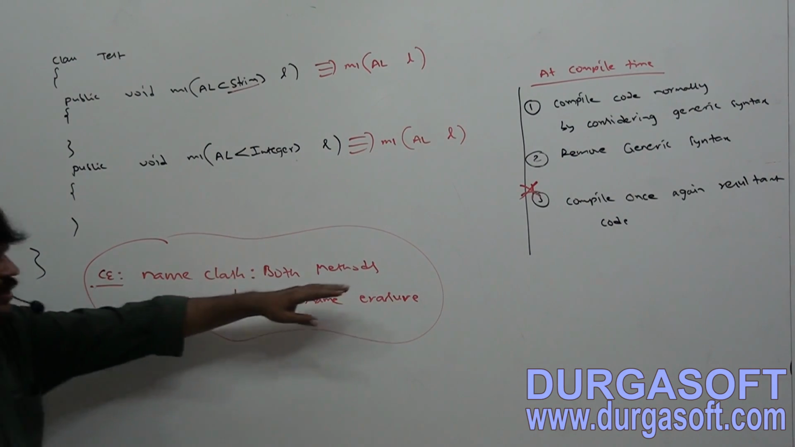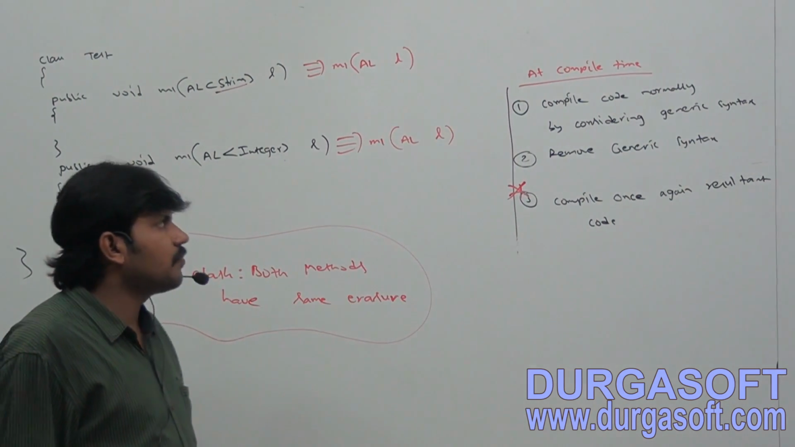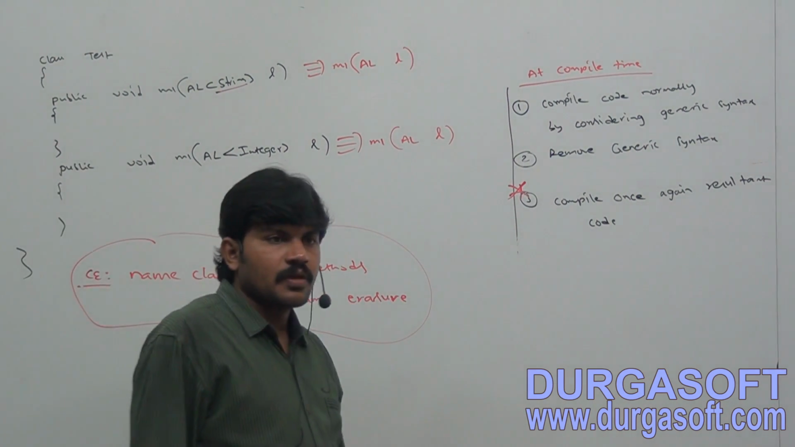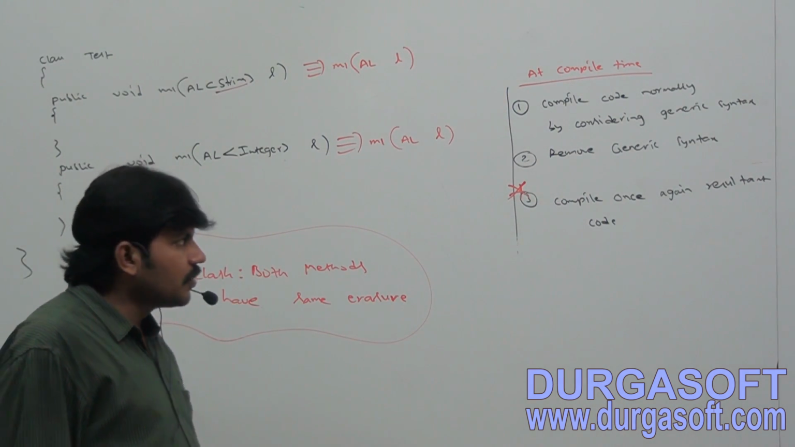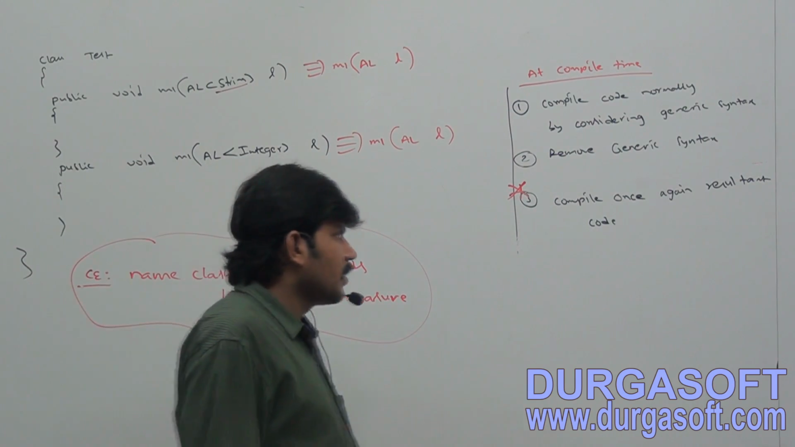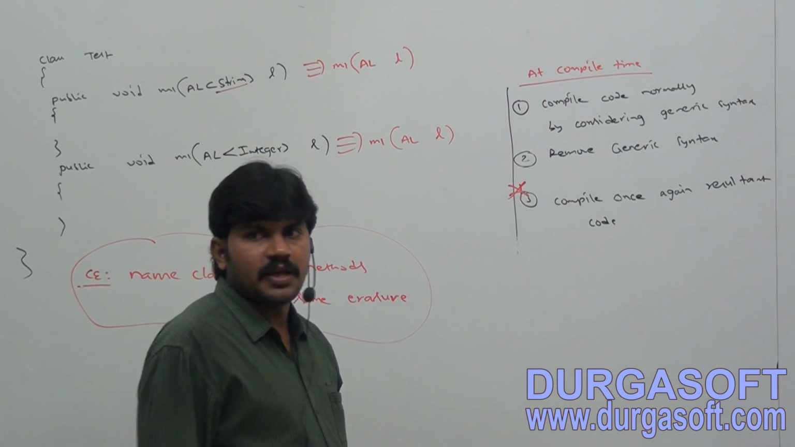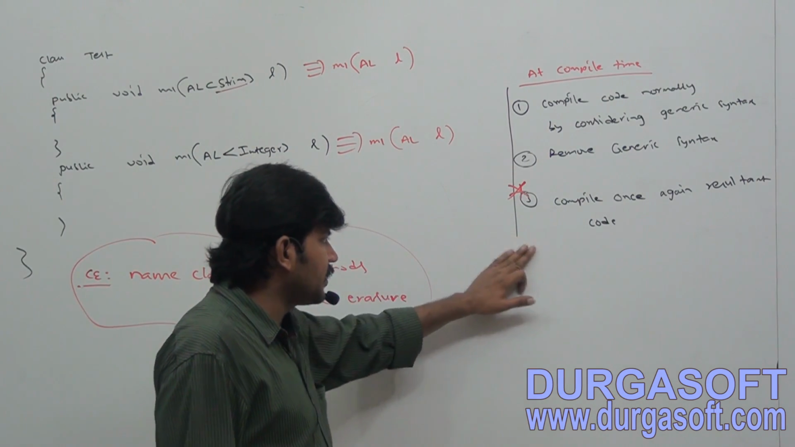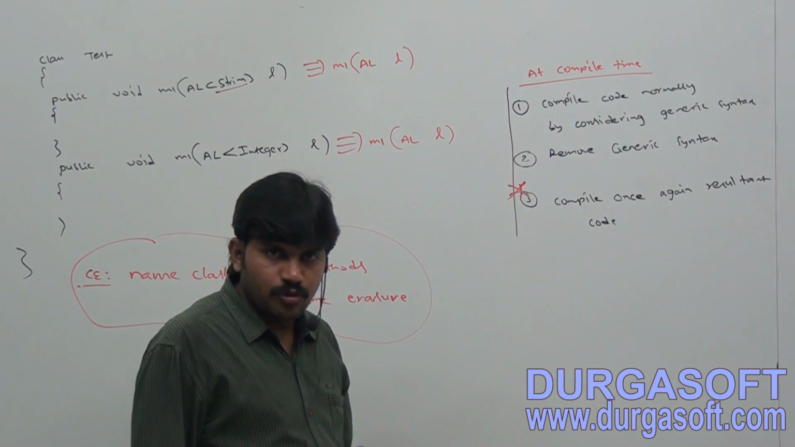I took this part also, right? At compile time, what is happening? Compile code normally by considering generic syntax. Next, remove generic syntax. Next, compile the resultant code once again. I hope it is clear for you people.